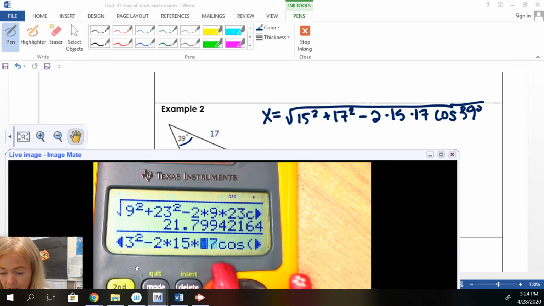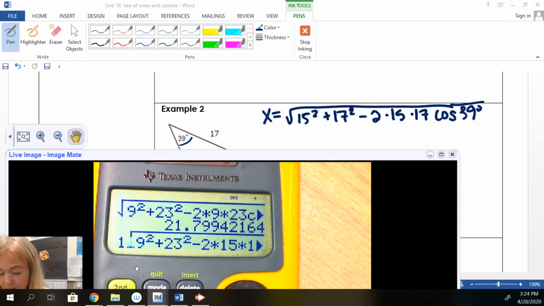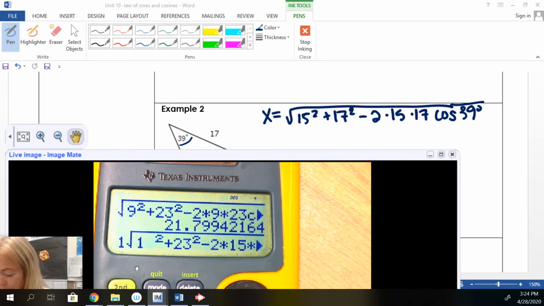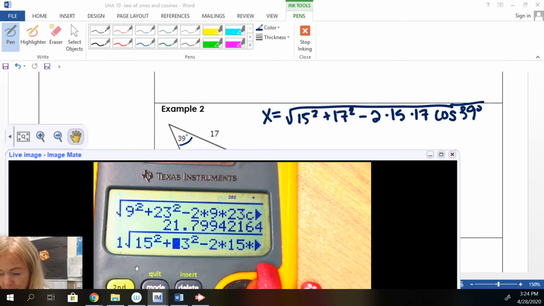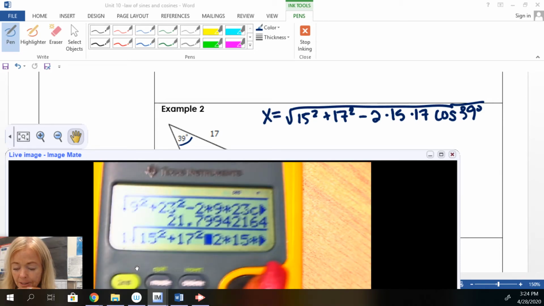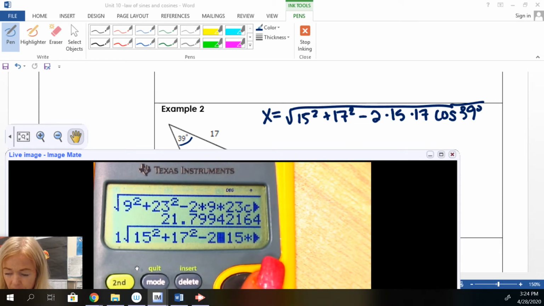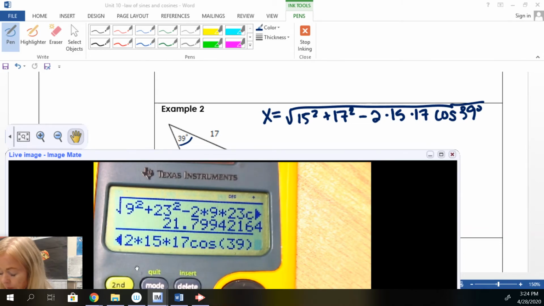All right, and then we need 15 times 17 over here. So 15, oops, I went too far. 15 squared plus 17 squared. All right, I probably could have typed it in faster, but I am going to check it. That one out there is not going to matter, so I know it shouldn't be there, but it is, and I don't want to go back and fix it. So I got everything typed in.